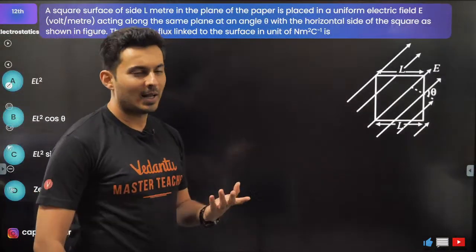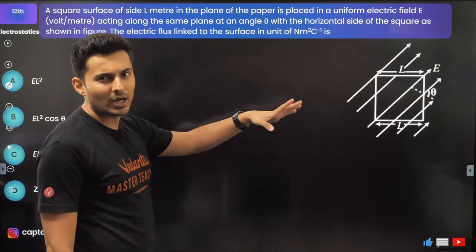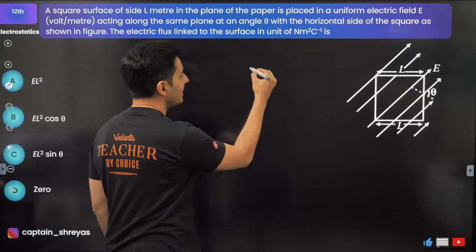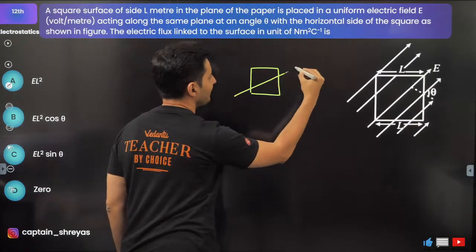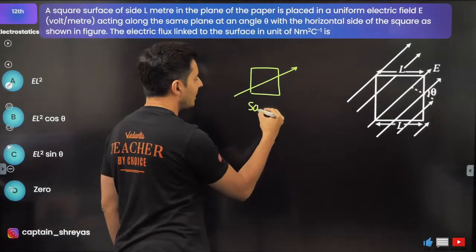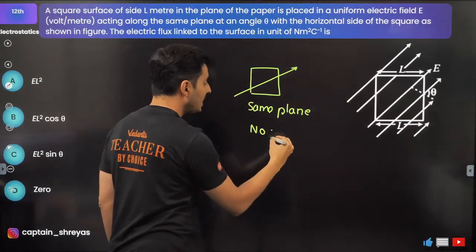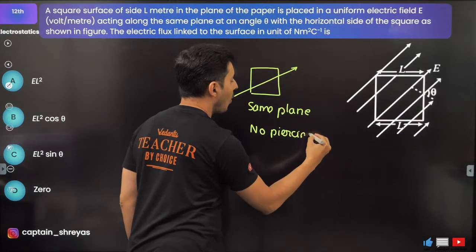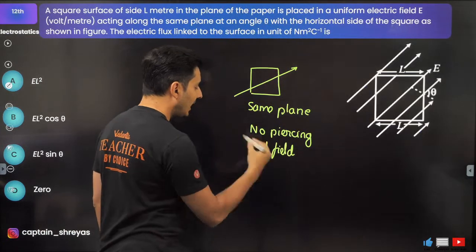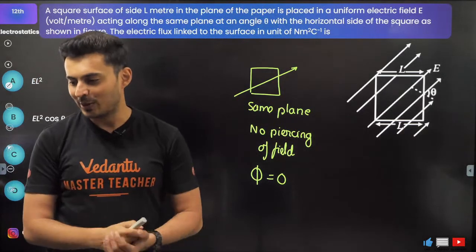How much flux will pass through that plate? Now a lot of you will be thinking I might have to take some angle, some component and all of that. Well, that's not true. In fact, if you see, the field lines are basically parallel to the surface. This is the surface and this is the field in the same plane. Because they are in the same plane, there is no piercing of field lines. Hence, the flux must be zero. That's it. There is no doubt about it.